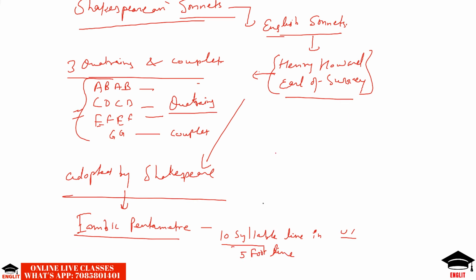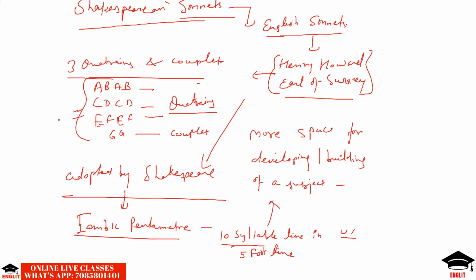This kind of structure allows the poet more space to be devoted to the building of the subject or problem than the Italian or Petrarchan form. It gives more space for developing a subject. So the poet can develop his subject matter in three quatrains and then conclude or summarize it in the concluding couplet. So it allows more flexibility to the writer. That's why this form suited the genius of Shakespeare.